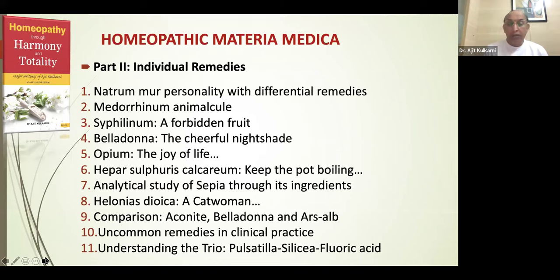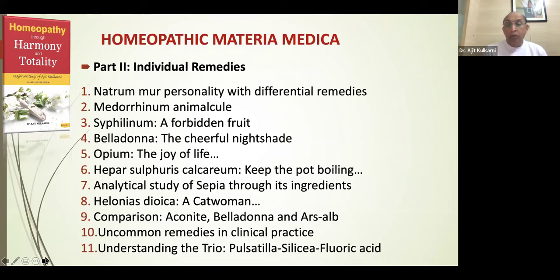Analytical study of sepia through its ingredients. Helonius, catwoman. Comparison between aconite, belladonna, and arsenic album. Uncommon remedies in clinical practice. Then understanding the trio, pulsatilla, silica, fluoric acid.